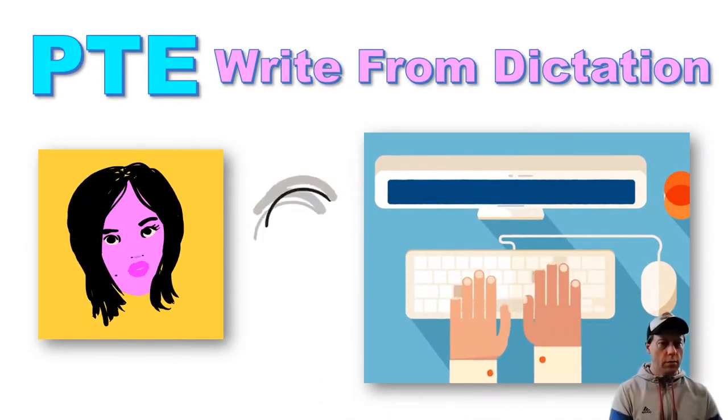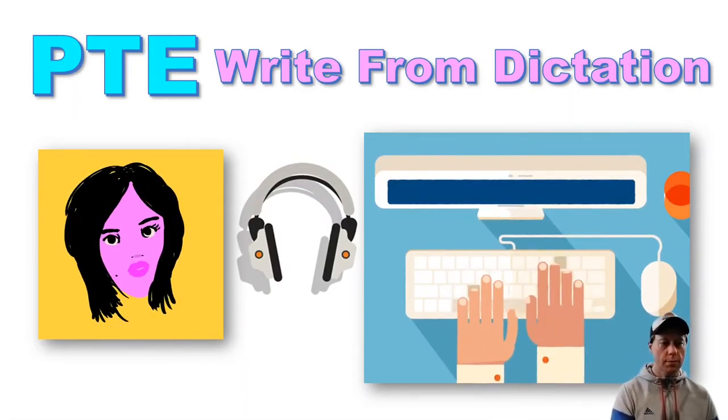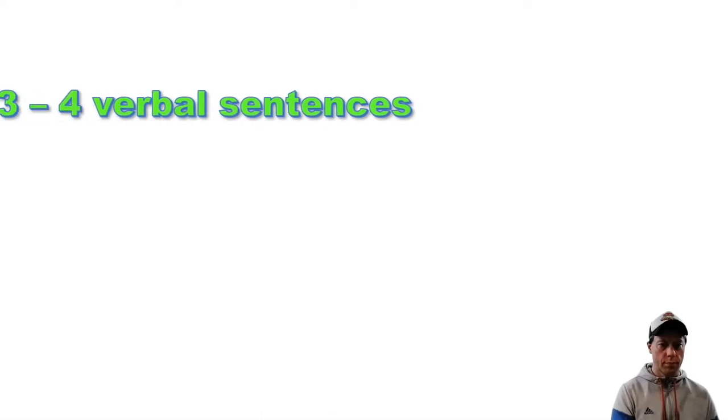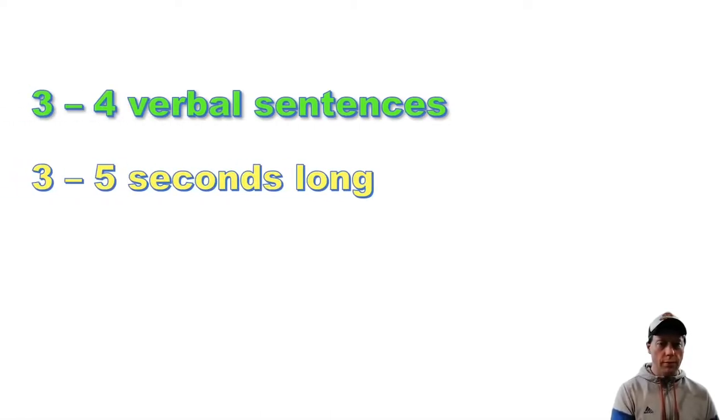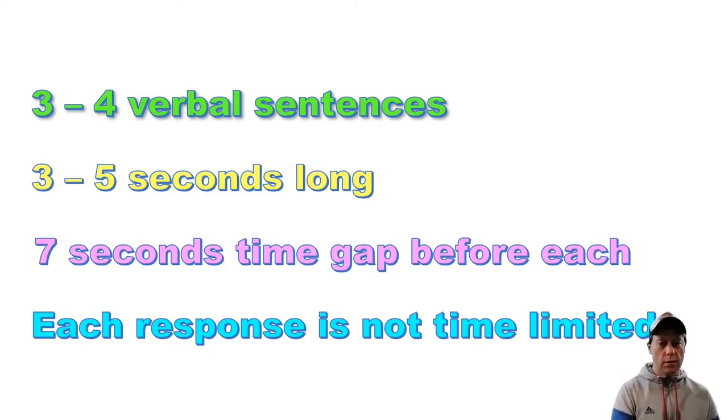This video deals with the PTE Write from Dictation task in the Pearson Test of English. There are 3 to 4 verbal sentences that you'll hear throughout the test. Each sentence is between 3 and 5 seconds long, and there is a 7 seconds time gap before each sentence, in which you can take notes, either on the note paper in front of you or in the text box on the screen. And each response is not time limited.